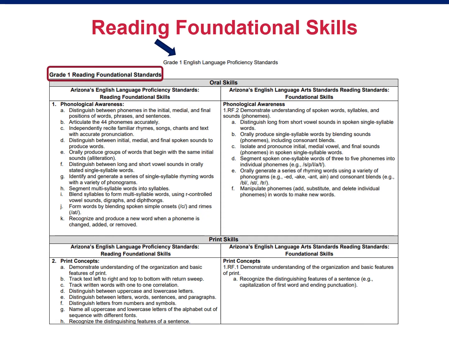The image pictured here, taken from the Grade 1 ELP standards, identifies that the table contains the Grade 1 Reading Foundational Standards. The standards are labeled either oral skills or print skills. Teachers of English learners will use the column on the left, which contains the ELP standards, to plan for instruction. The column on the right-hand side contains the Arizona ELA standards to which the ELP standards are aligned.